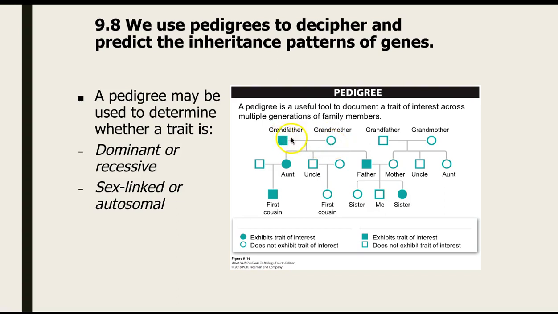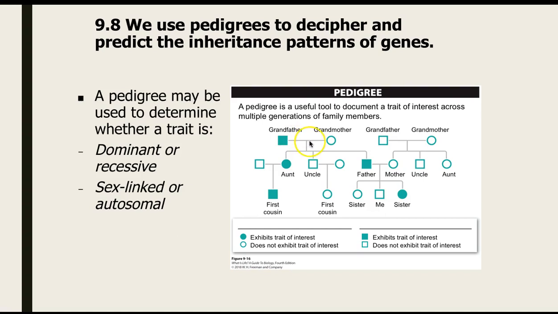Any kind of shaded in square or circle is an individual that has the trait that we're interested in. At this point, it doesn't really matter what the trait is, just that they have whatever trait it is that we're interested in. So we can look at this and say, okay, grandfather had the trait, but grandmother didn't. Again, it could be any trait. And then we have a few rules that we need to follow.